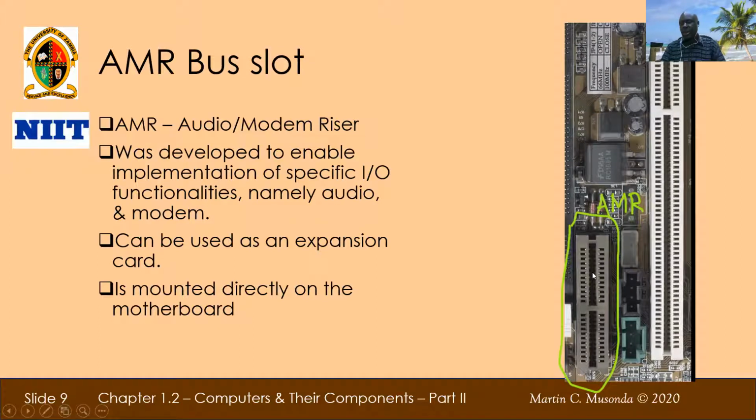But you can also use it as a riser where, like I said, you place it in there and that printed circuit board will now have slots where you can plug in other hardware devices. It is mounted directly onto the motherboard. It's very short and it's typically color-coded brown on the motherboard.